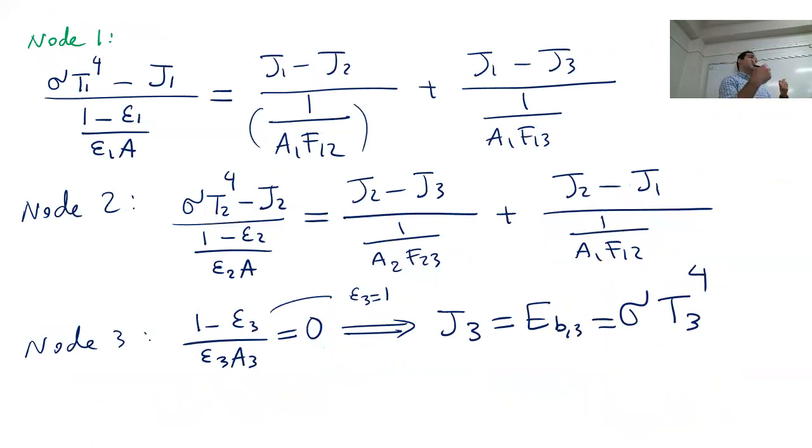So J3 is found. Now we ended up having two equations, two unknowns on top, right? One of them is this, another one is this. So this is found for J3.